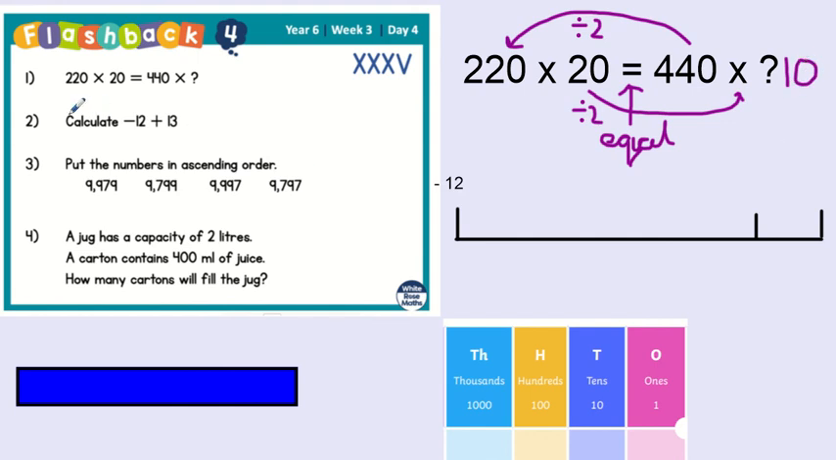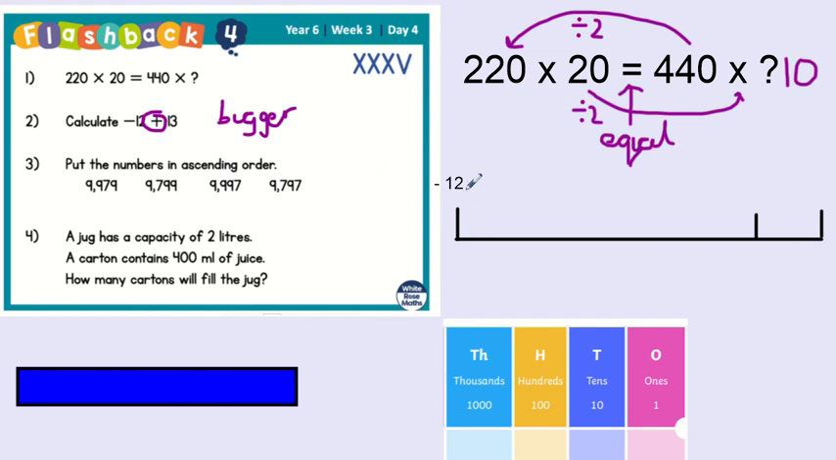Let's have a look now. We've got to calculate, so that means solve, or sort of work out the answer. Minus 12, or negative 12, add 13. Now add tells me the answer has to be bigger. Now when we're looking at negative numbers, the closer a number is to 0, the bigger it is.